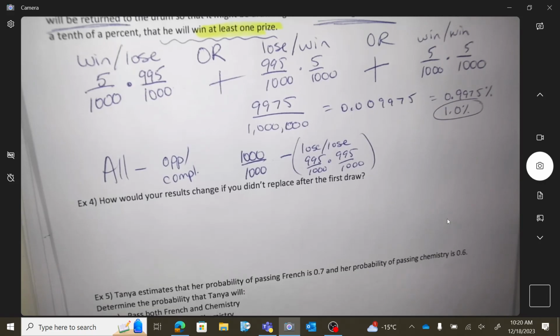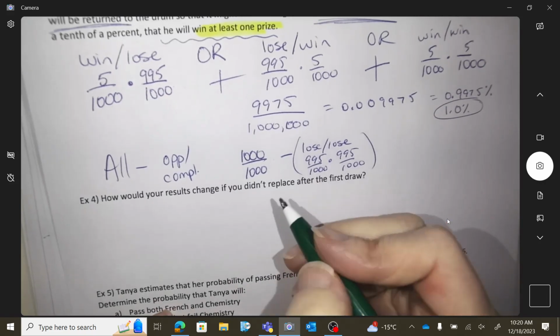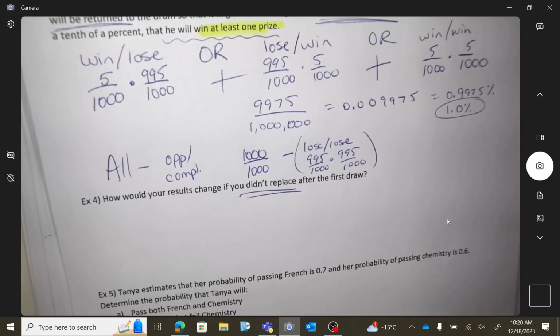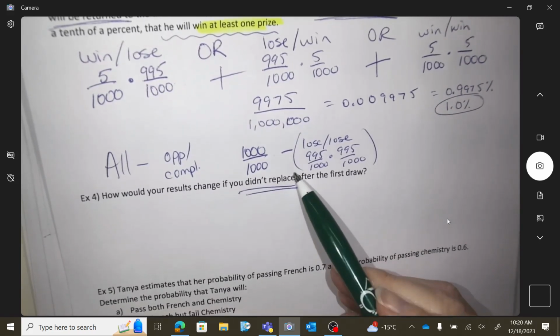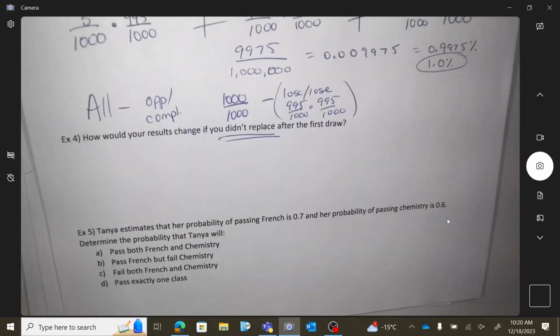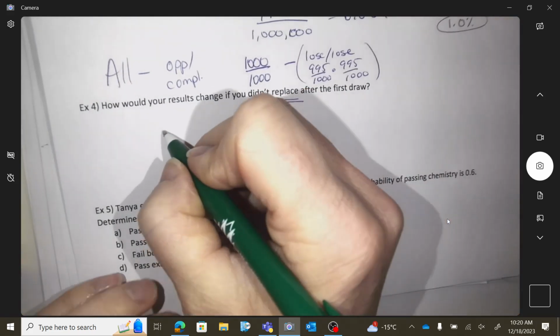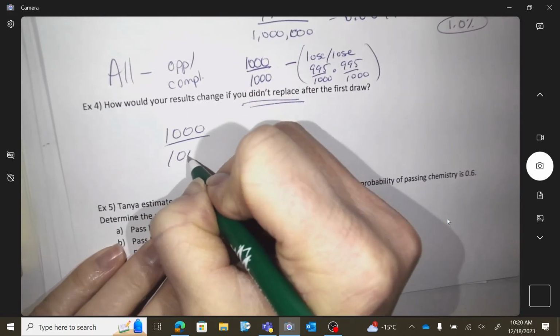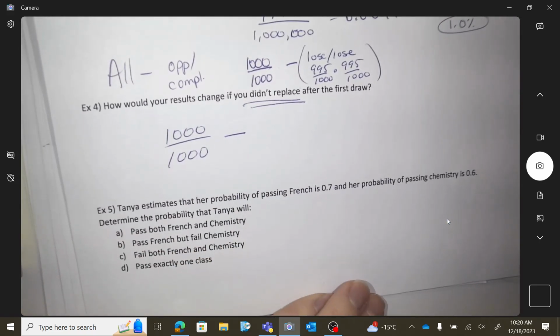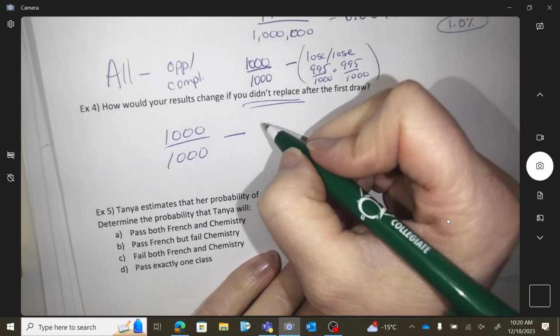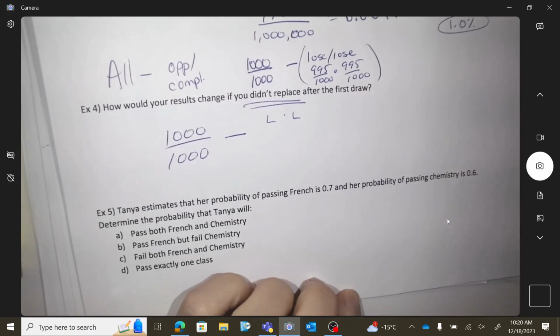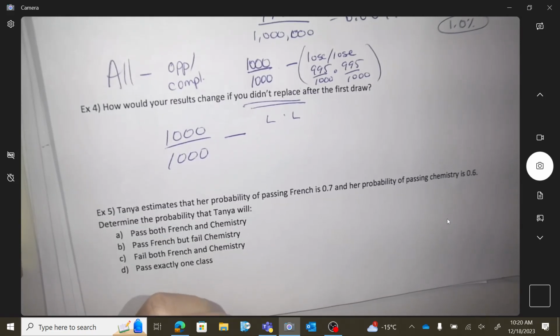How would your results have changed if you didn't make a replacement? So let's do it as the all minus opposite way this time. So the all, 1,000 over 1,000, minus the opposite event. So what is going to happen now? We're going to lose-lose, but what's the scenario because we are not replacing that ticket?